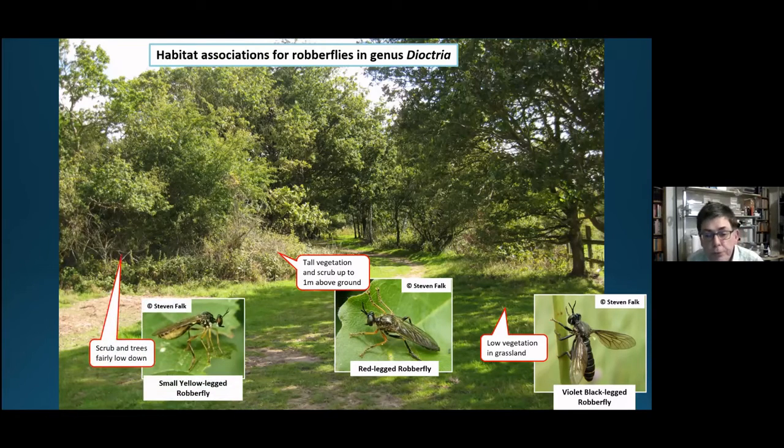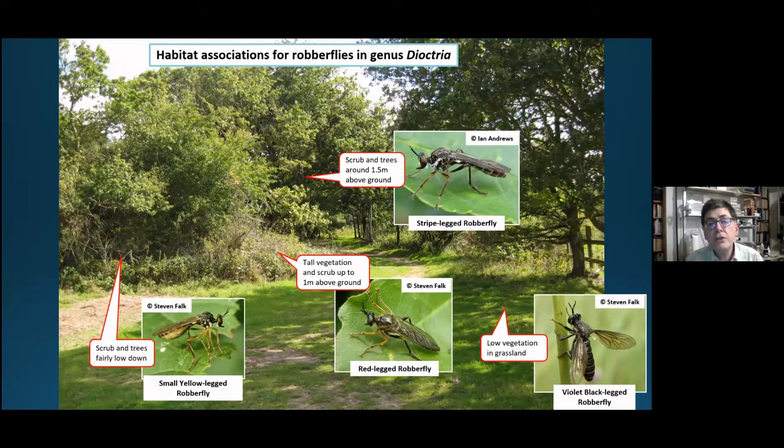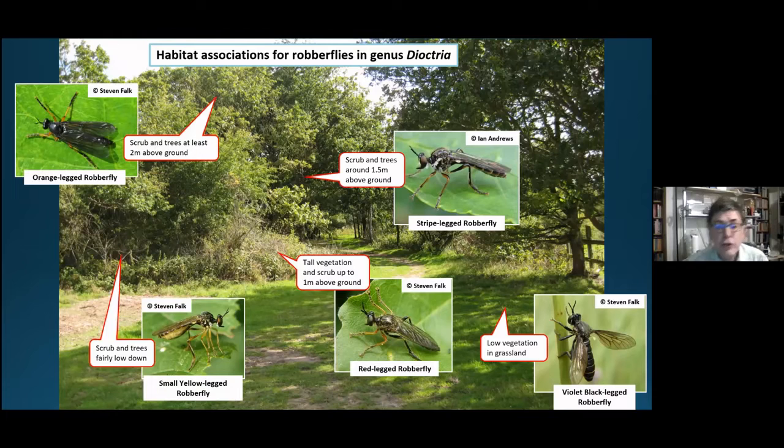So these are all species in this same genus Dioptera. The small yellow-legged robberfly moves up a little bit further into the scrub and the lower parts of the trees. Then typically the striped-legged robberfly is about 1.5 metres above the ground. And the orange-legged robberfly, which is the scarcest of these, the other four are quite widespread, but the orange-legged is quite a scarce species. But that's generally found above 2 metres, and part of the reason for its scarcity may be that we're just not very good at looking for it at that height.